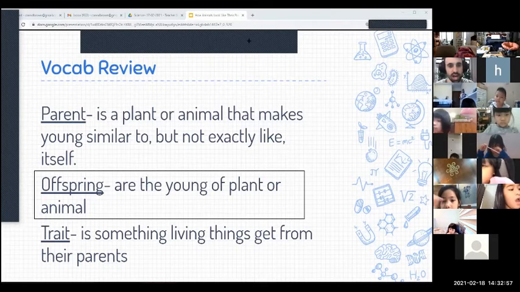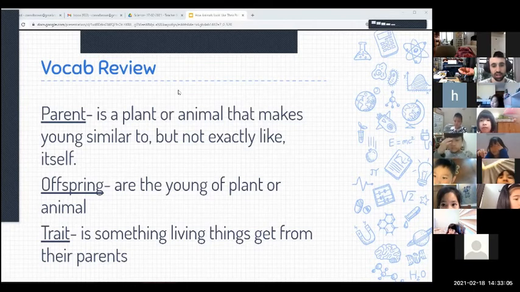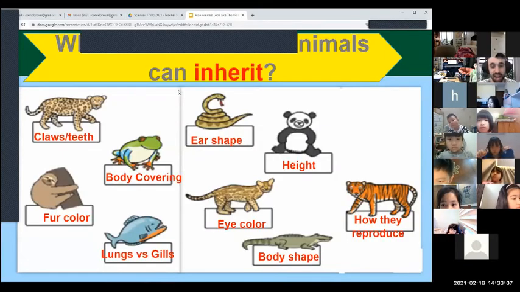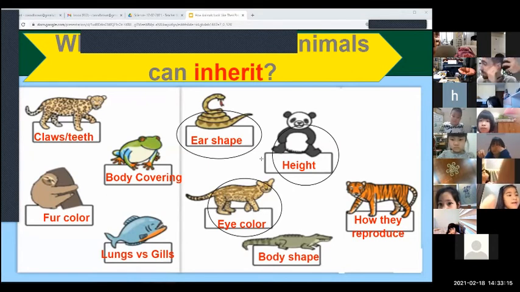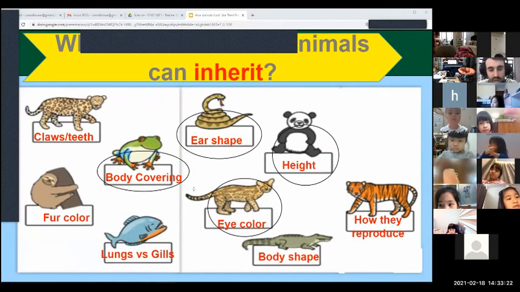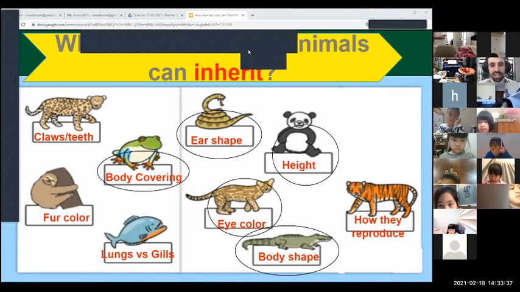Okay, so here are some examples of traits. It could be your fur color, your ear shape, your height, your eye color. These are all different things. So look at your ear. Body coverings can be like fur, blubber, hair. Okay. Your body shape. Remember, we have 2 arms, 2 legs, a torso. We inherit that from our parents. We get that from our parents. Okay. These are all traits.